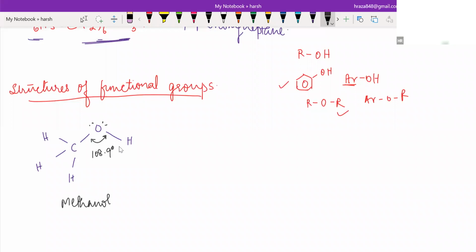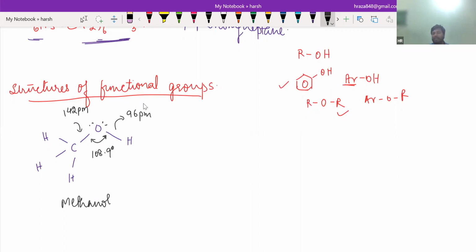The structure is not that important, but you have to be careful when questions ask you to distinguish between these functional groups. Also, this is 142 picometer and this is 96 picometer. You know why there is this much difference? Because of size. First, hydrogen is very small, and also oxygen is more electronegative than hydrogen. That's why oxygen attracts the bonded electrons of hydrogen towards itself, and there will be a delta negative charge and a delta positive charge.